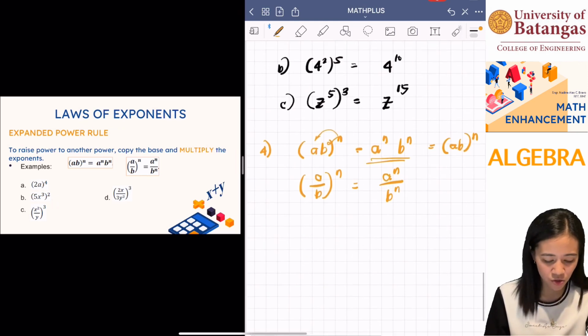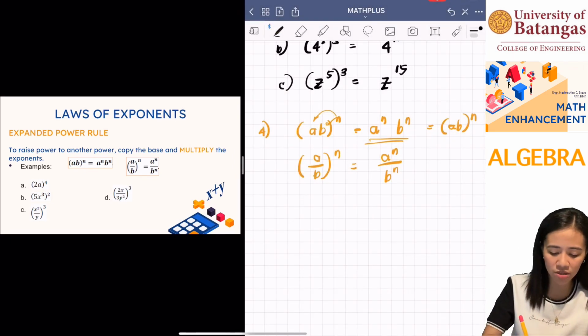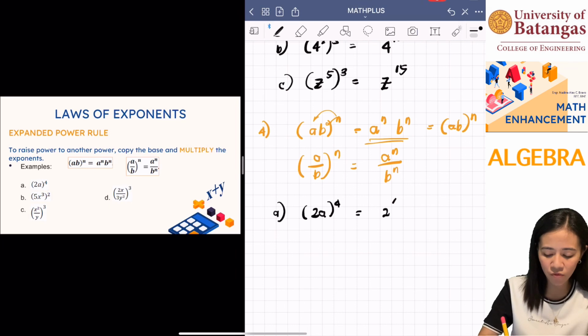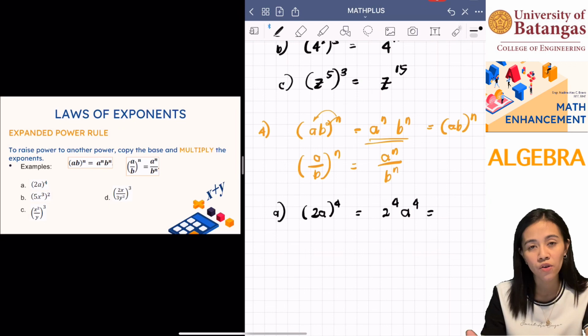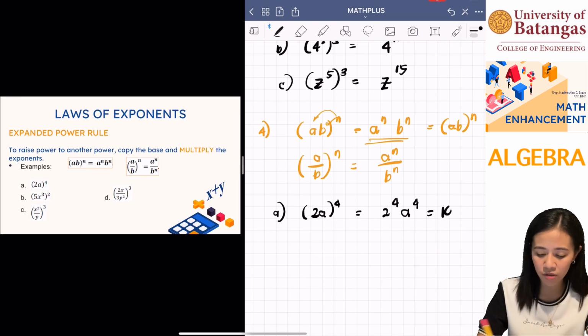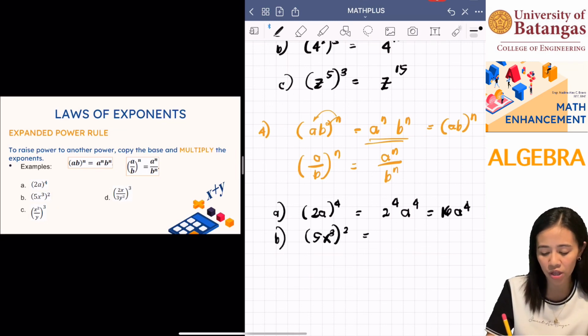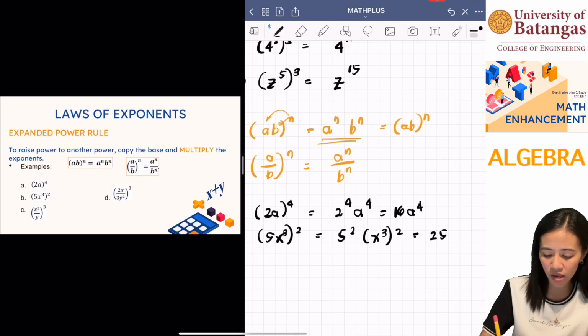Okay? So, solving for the examples that are already given in the presentation, you have letter A with 2a quantity raised to 4. So, ang kailangan lang dito is to expand the given. So, that would be 2 raised to 4 and then a raised to 4. 2 raised to 4, pwede nyo i-simplify by pressing it in your calculator. So, 2 raised to 4 is 16. Okay, 16a to the 4th. And then for letter B, you have 5x cubed quantity squared. So, that would be equivalent to 5 squared. Tapos, you have x cubed quantity squared. So, simplifying that, you have 25x raised to 6.